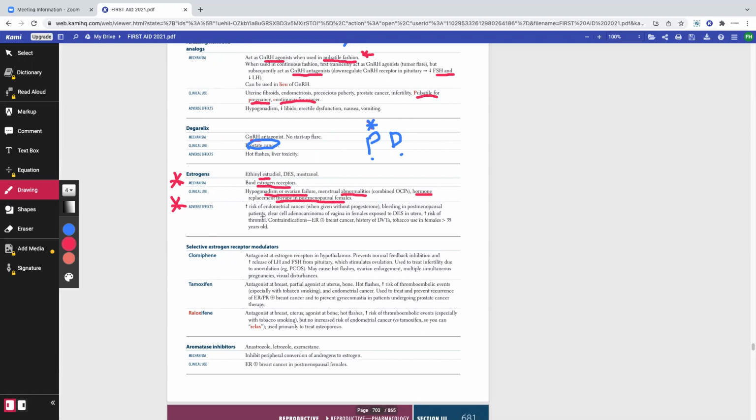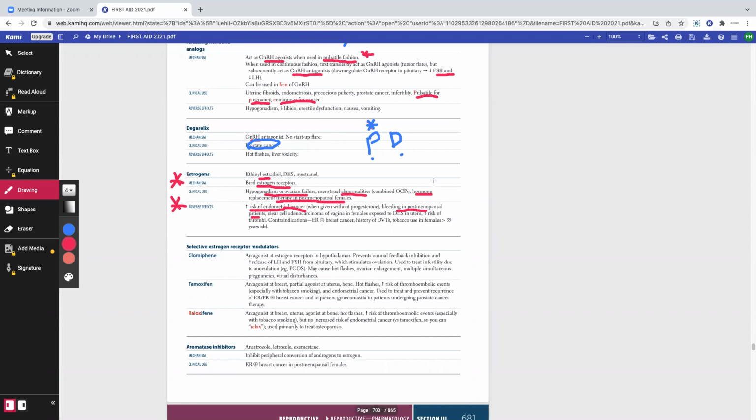But what are the adverse effects? The number one adverse effect of giving estrogen from outside is increased risk of endometrial cancer. This is especially when we give an OCP that contains only estrogen. If we give an OCP that contains estrogen and progesterone, then the risk of endometrial cancer is very low. If we give only estrogen, then the risk of endometrial cancer is very high. Okay, so that's it. Bleeding in postmenopausal patients is also seen, adenocarcinoma of the vagina, and everything else.